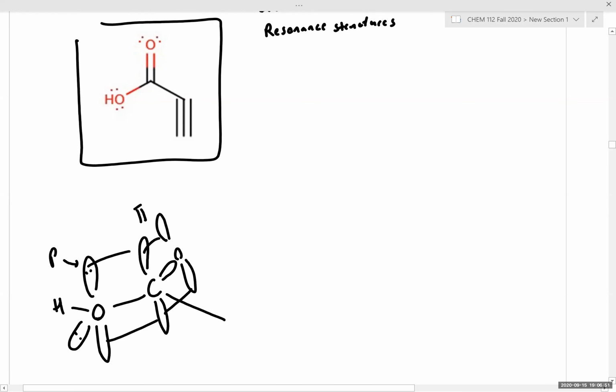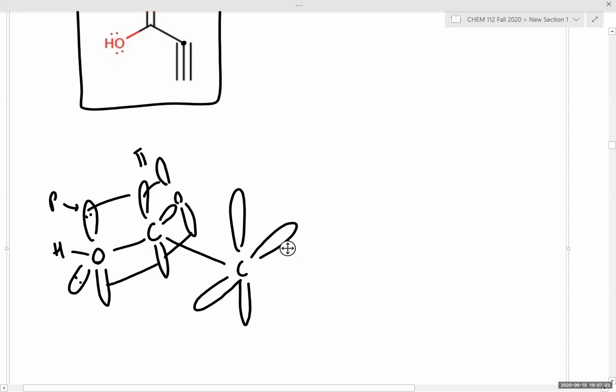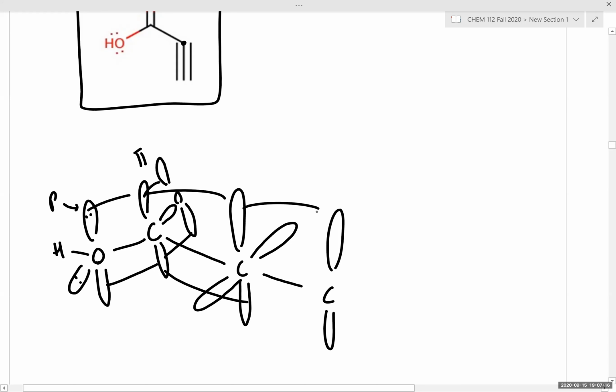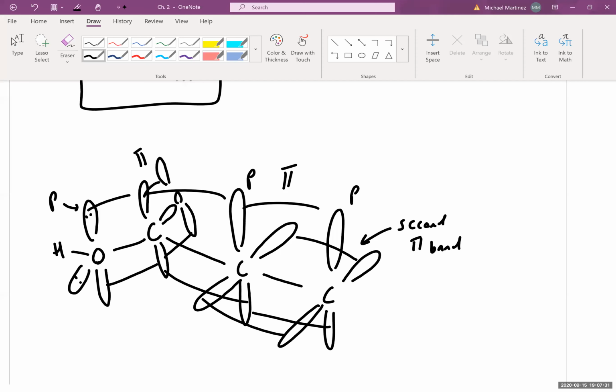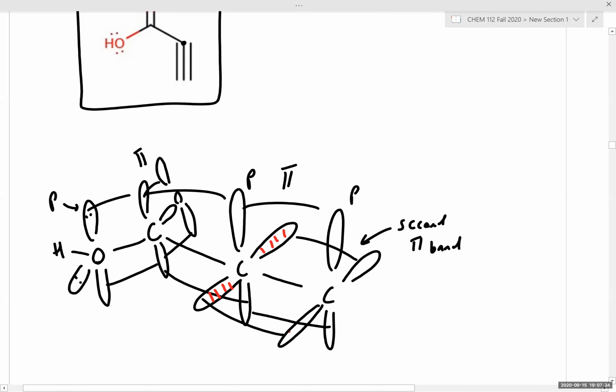Now, when we move on to this carbon here, it has a vertical p orbital and a horizontal p orbital. And the vertical p orbital can participate in delocalization. Likewise, our second carbon also has a vertical p orbital, which it uses to form a pi bond, and a horizontal p orbital that it uses to form the second pi bond.